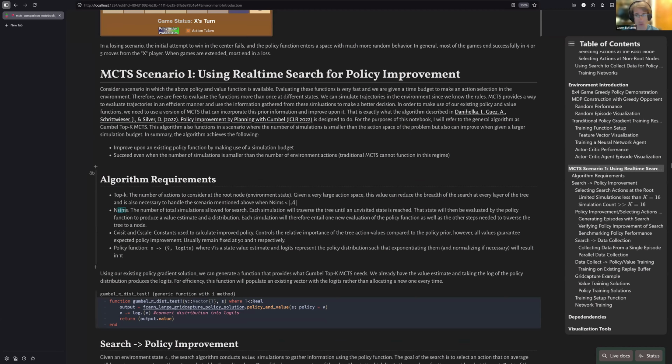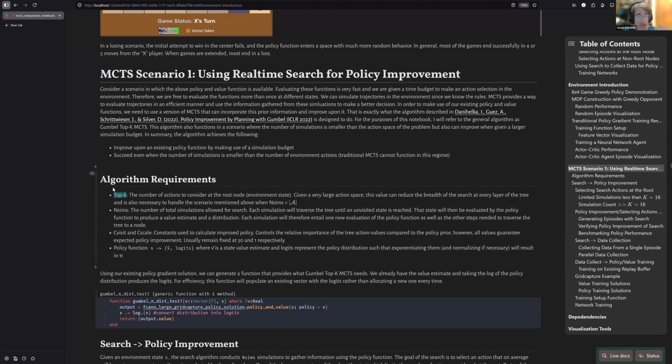Now, if the total number of simulations is 5, for example, but the top K value is 16, what's going to happen is this will artificially be limited to the number of simulations. So this also works in the regime where the number of simulations is less than the top K value. It's just that then we only consider 5 actions if we only have 5 simulations.